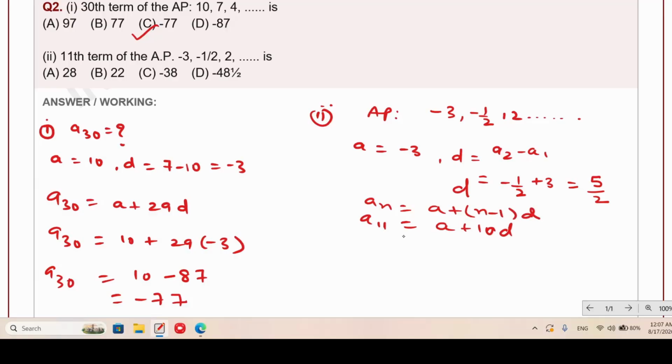I am not repeating the formula in every question, but you need to write the formula in every question. Either you are finding A, D, AN or N. So A11 is equal to, the value of A is negative 3 plus 10 times D, which is 5 by 2, that is negative 3 plus 25 is equal to 22. So A11 is 22. Okay, now next question.